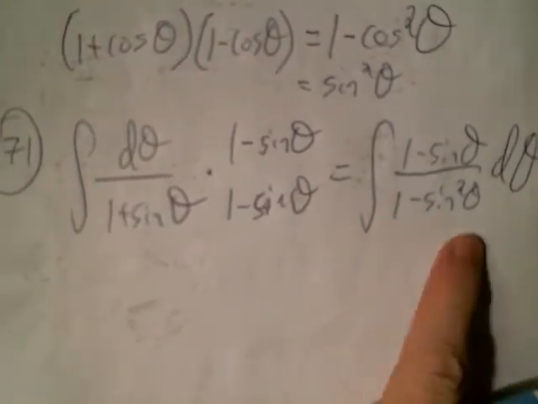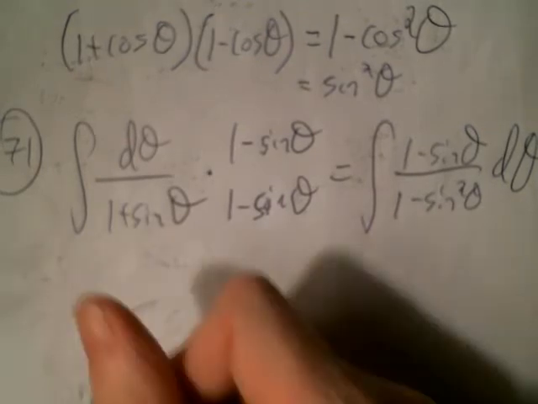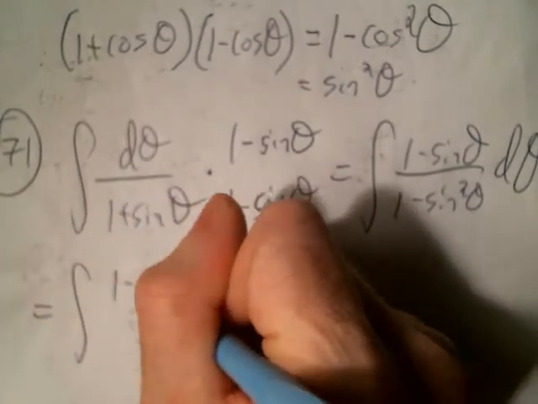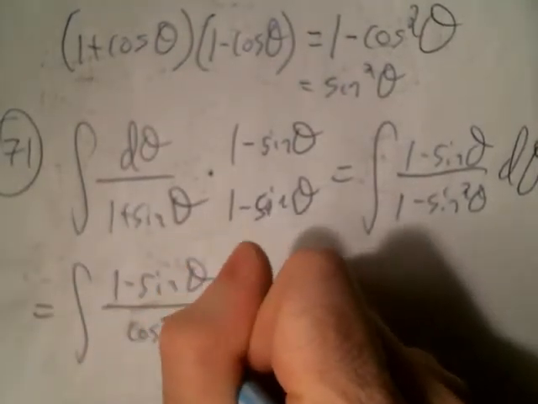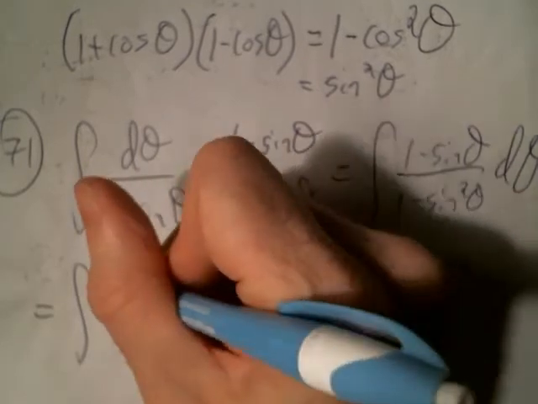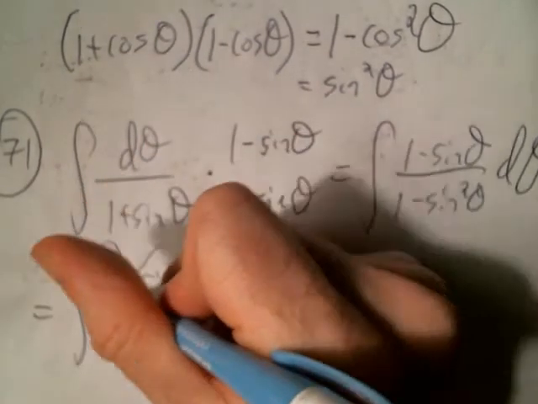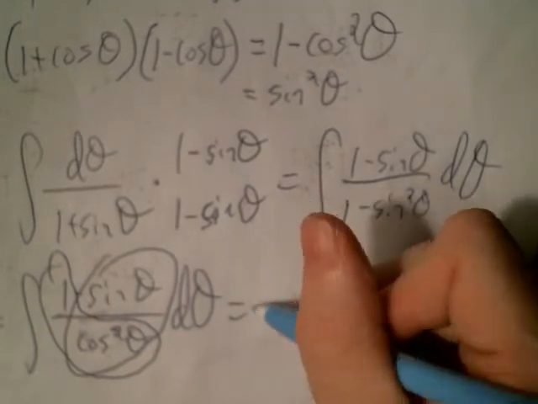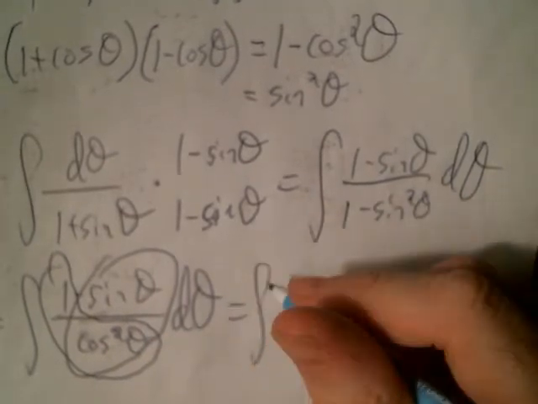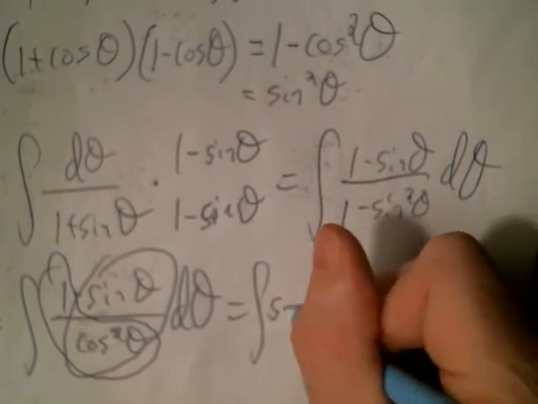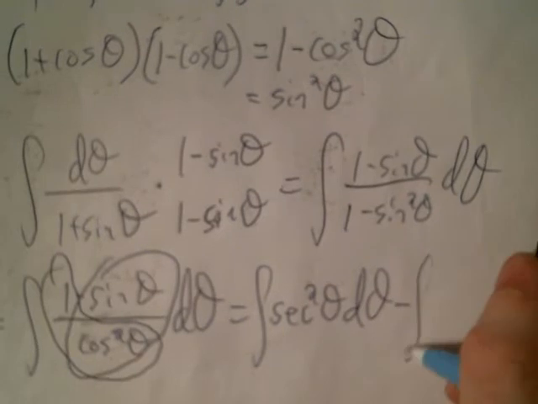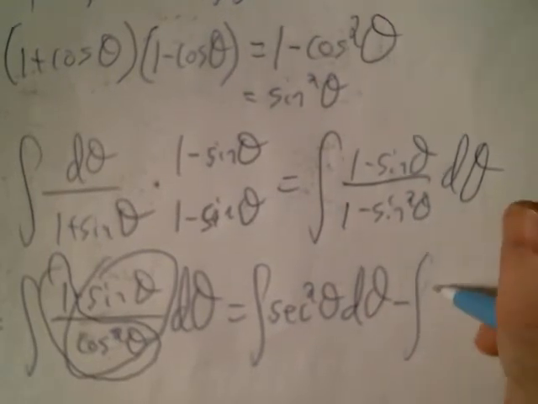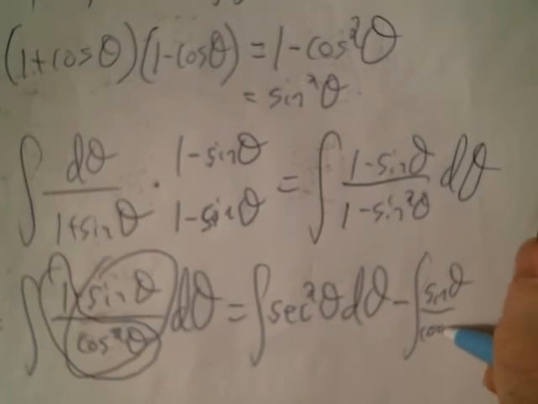Okay, so why do I do that? It's because now I can condense this into one term. 1 minus sine theta all over 1 minus sine squared is the same as cosine squared. Right? And then you can butterfly. Okay? So we'd end up with the integral of 1 over cosine squared, which is the same as secant squared. So we have secant squared theta d theta, and then minus the integral of sine theta over cosine squared theta, which is the same as sine theta over cosine theta times 1 over cosine theta d theta.